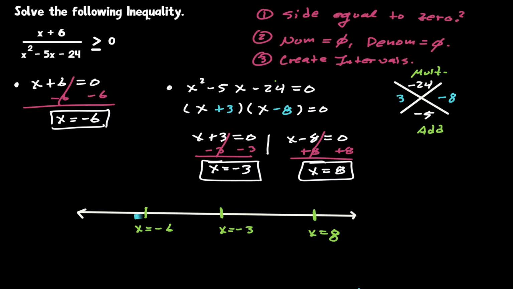Those values from -infinity to -6, let's call interval 1. Those values from -6 to -3, let's call interval 2. Those values from -3 to +8, let's call interval 3. And those values which are greater than 8, let's call interval 4. So now let me erase some of the work that we have done to start testing values in our intervals and get our solution set.